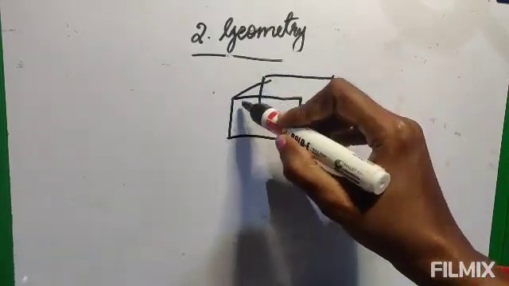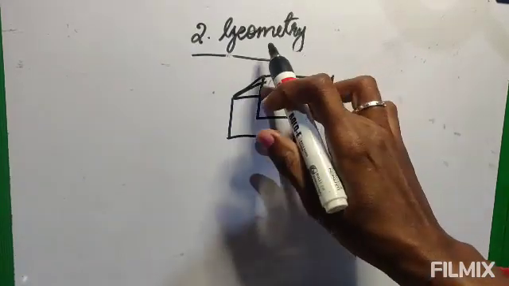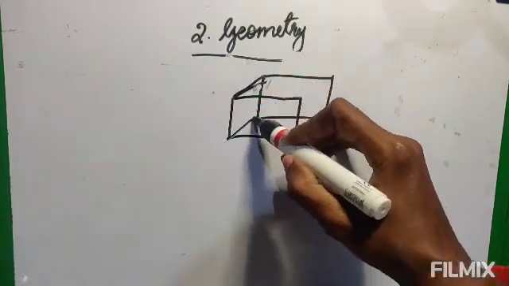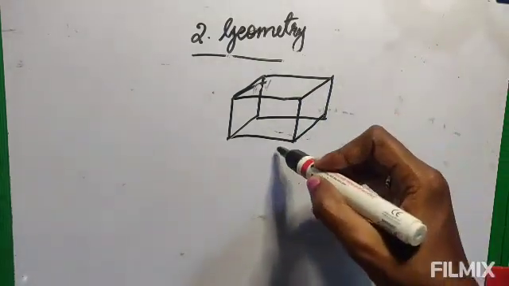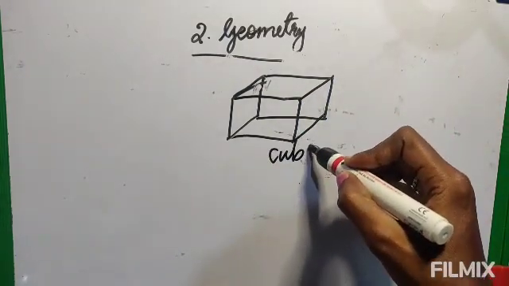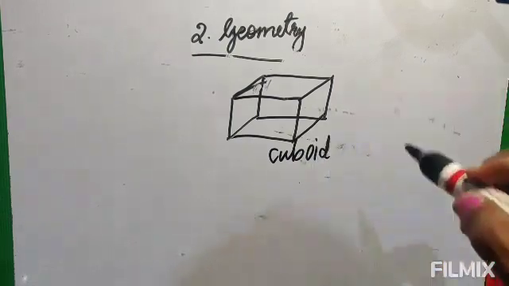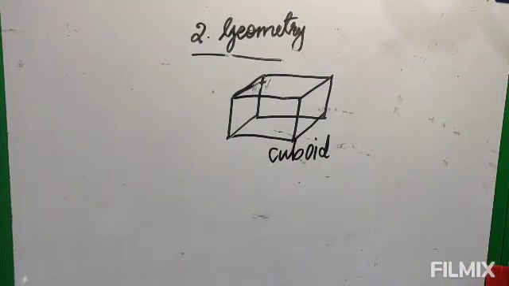Okay, identical rectangle you have to draw, then you just have to join the corners. So this is the cuboid I have drawn. Okay, this is a cuboid. Now here we have learned what is a face, what is an edge, what is a corner or vertex.